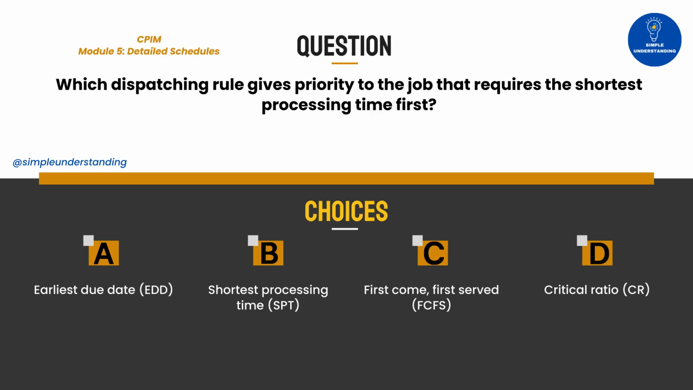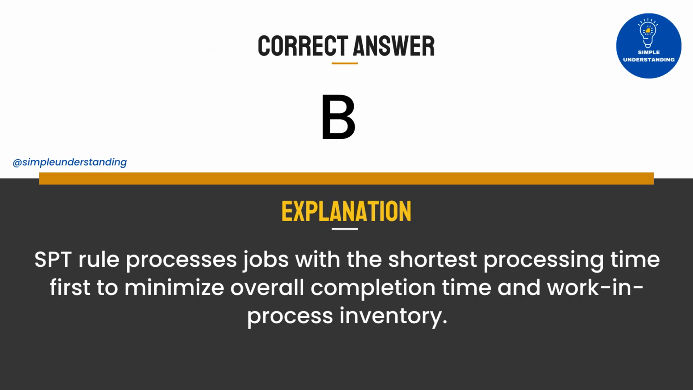Question 7. Which dispatching rule gives priority to the job that requires the shortest processing time first? A. Earliest due date, EDD. B. Shortest processing time, SPT. C. First come, first served, FCFS. D. Critical ratio, CR. Correct answer, B. Explanation. SPT rule processes jobs with the shortest processing time first to minimize overall completion time and work-in-process inventory.